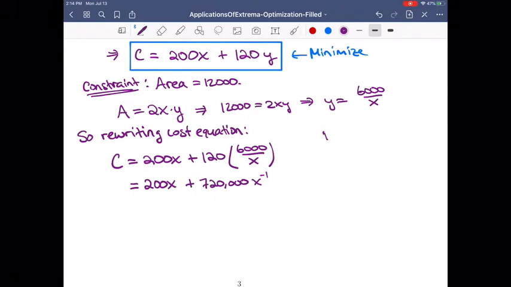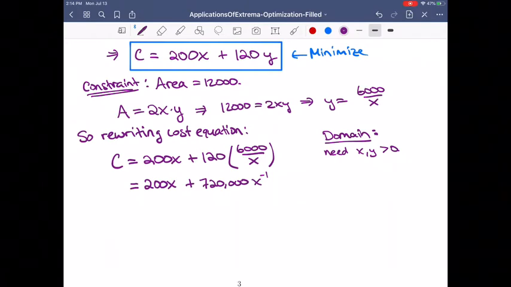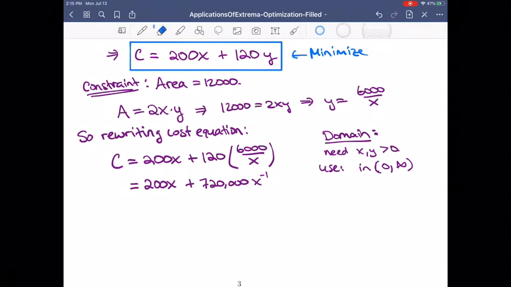Let's take a moment to think about the domain. We need x and y both to be positive since we can't have negative lengths. But because they could be part of a meter, we don't really know the maximum. So I'm going to use x in the interval from 0, not including 0, to infinity. I won't be able to use the extreme value theorem because it's not a closed interval, so I'll have to use one of the other two methods. But that's what I'm going to use for my domain. That makes sense to me.